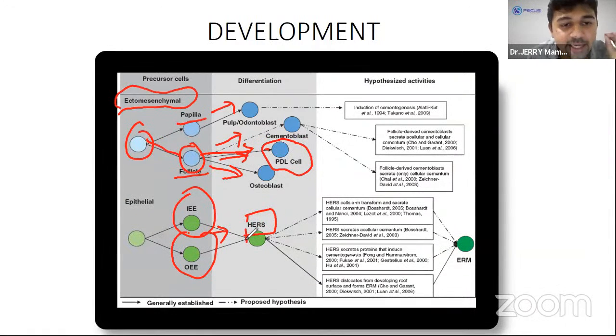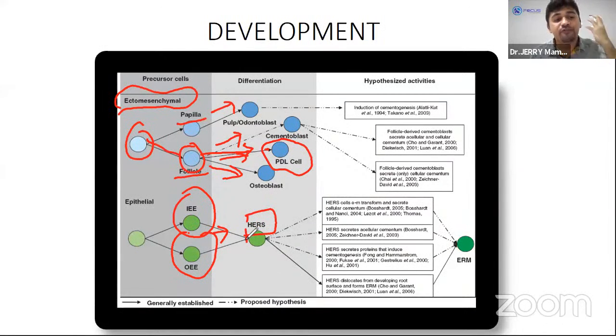HERS. The inner enamel epithelium and outer enamel epithelium together form HERS, which plays a major role in root formation. Yes, very good. Hertwig's epithelial root sheath. Okay. Now, Hertwig's epithelial root sheath, what is the end product?